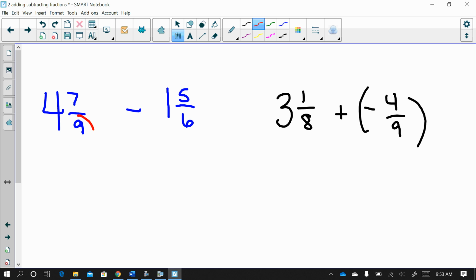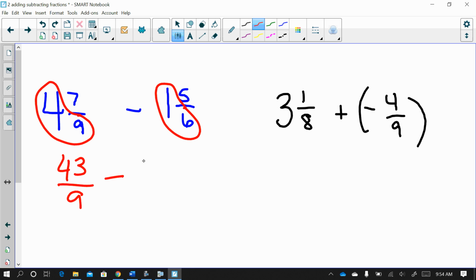First step, we're going to do the jelly bean. 9 times 4 is 36. 36 plus 7 gives us 43 over 9. Minus 1 times 6 is 6, plus 5 is 11. Get the denominator the same.